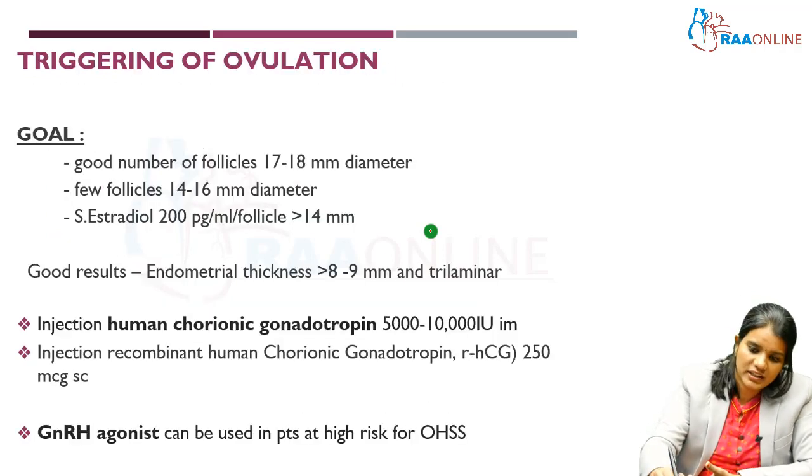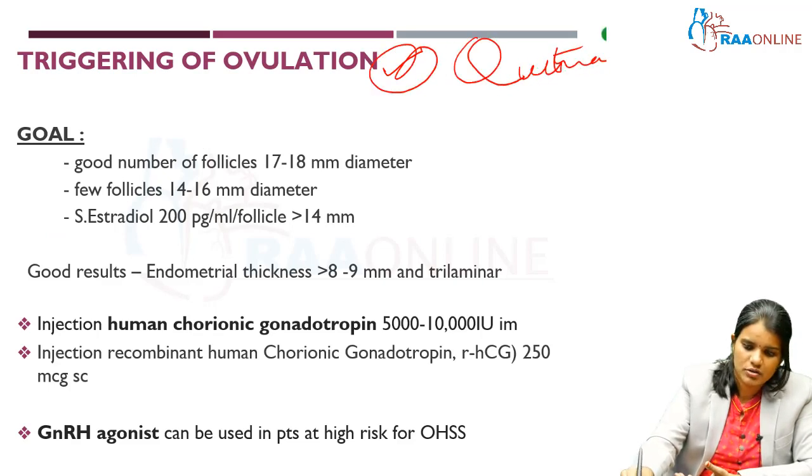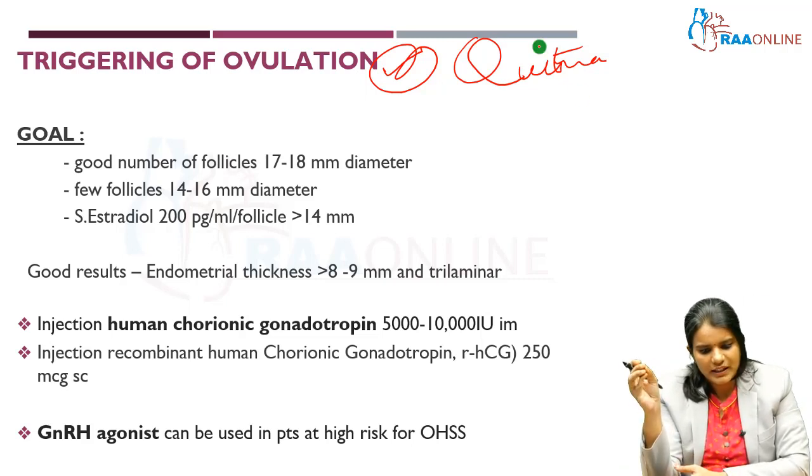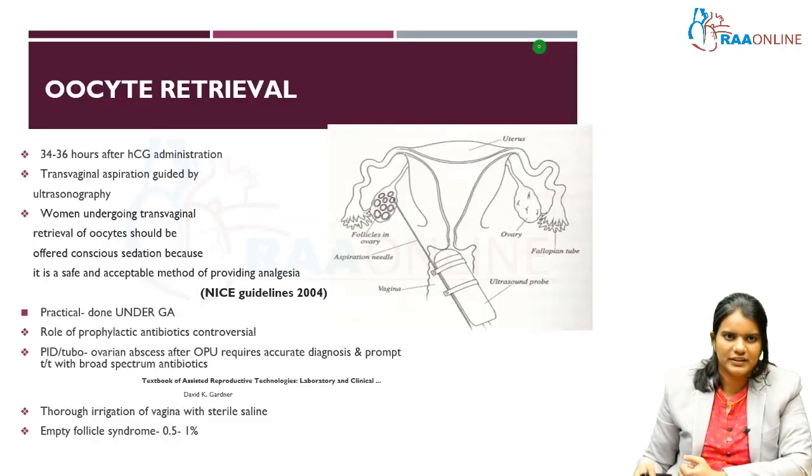Now, triggering of ovulation, again, this is a question that is asked in the DNB examinations. So for the trigger, you have to have a good number of follicles of 17 to 18 millimeter, and a few follicles of 14 to 16 millimeter is okay, and serum estradiol of more than 200 per follicle when the follicle is more than 14 mm. The endometrium should be 8 to 9 mm. An injection of usually HCG 5000 to 10,000 is given, or recombinant HCG 250 microgram, or an agonist can be used in patients at high risk of OHSS.